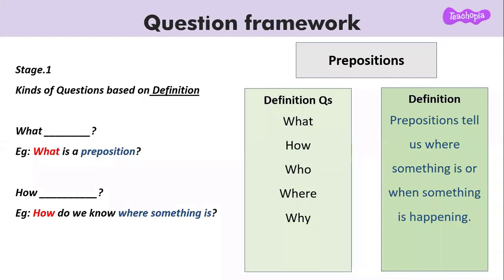So we all know that the definition of prepositions as a topic is simply this. Prepositions tell us where something is or when something is happening. So if we want to base our questions on this definition of prepositions, what do we do? Let's pick certain question starters from the options given to us. If we use what and how, what kind of questions come up? Questions like what is a preposition? How do we know where something is? All these kinds of questions can be framed.